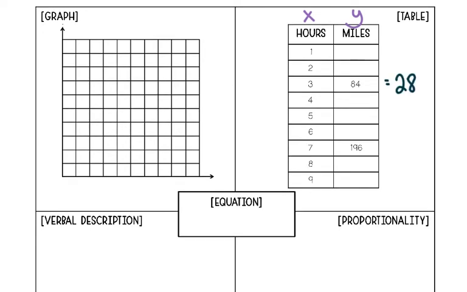I got 28. So 28 miles per 1 hour. So I found the unit rate, 28 miles per 1 hour. So if I know that it's per 1, I can go ahead and fill that out here. 28 will be the first number.